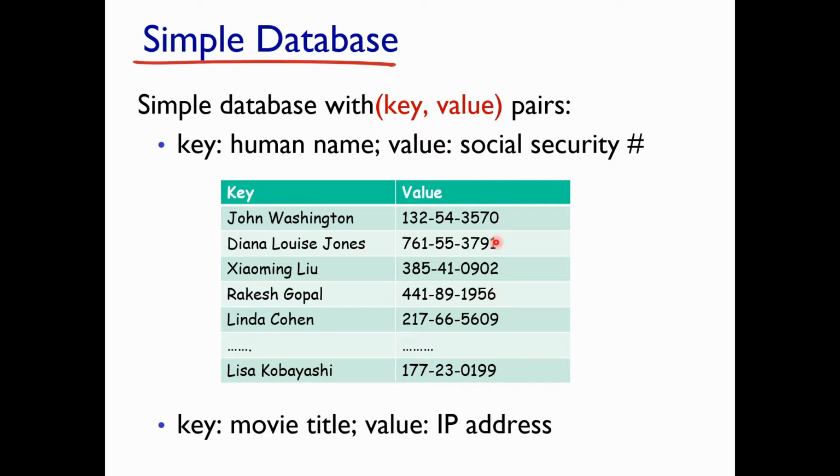Let us take a simple database which has the key value pairs. So the key can be the human name and value can be the social security number. Here the key is some name and value is the social security number. Or the key can be a movie title and value can be the IP address of a system which has the movie file.